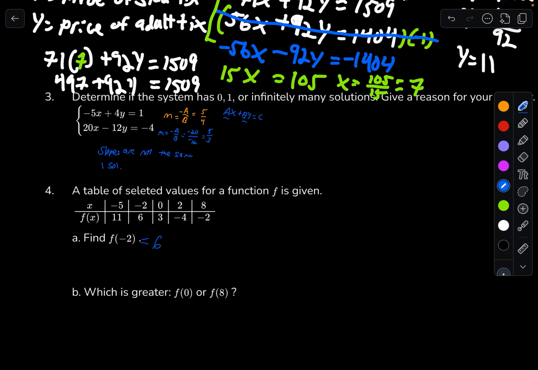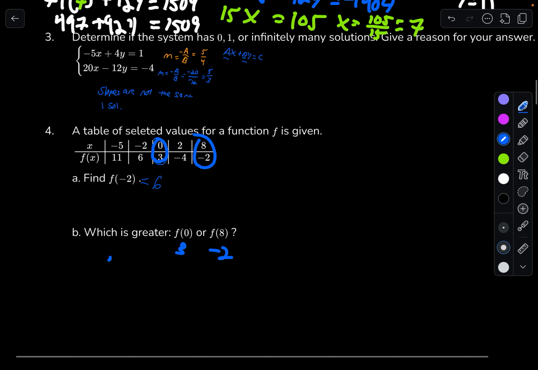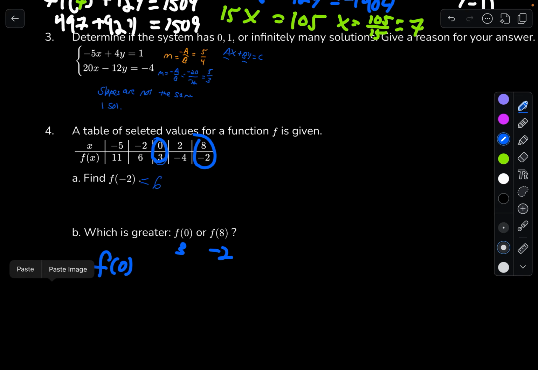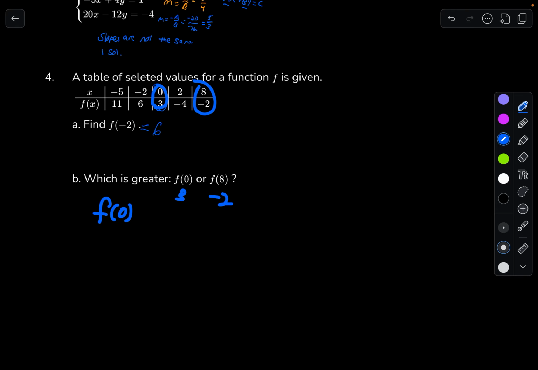Which is greater, f of 0 or f of 8? So is it 3 or negative 2? Which one's greater? F of 0, because 3 is bigger than negative 2.